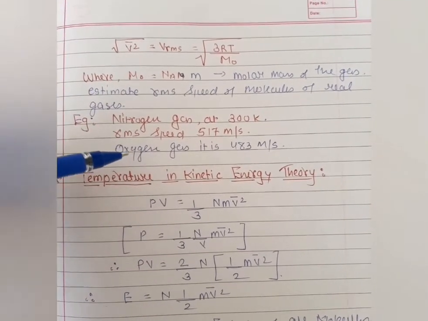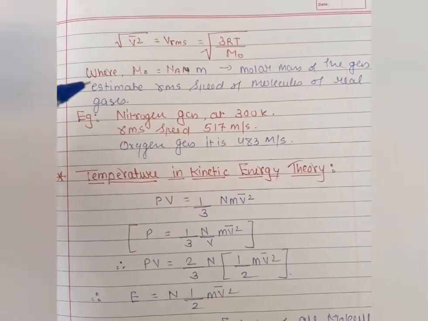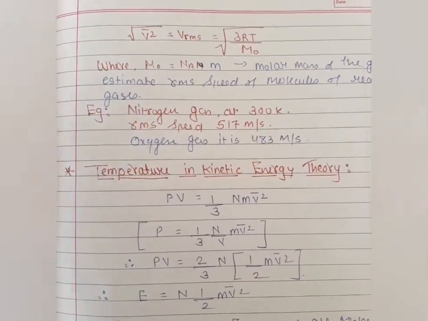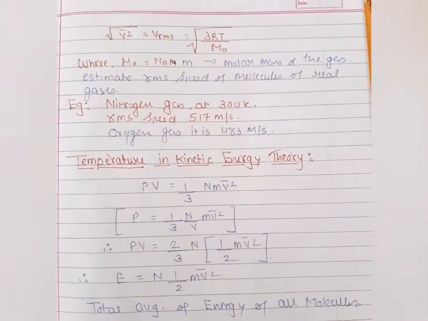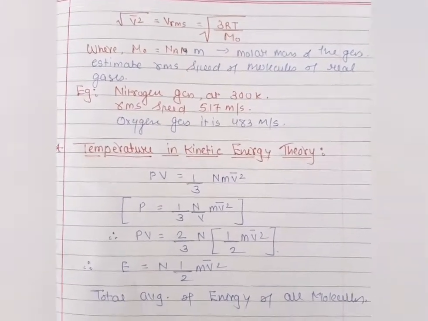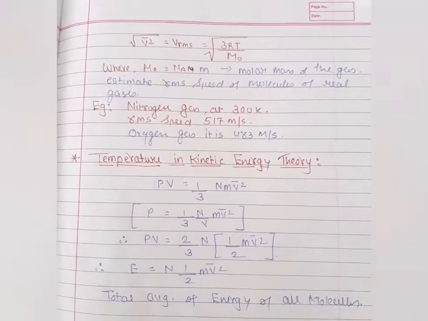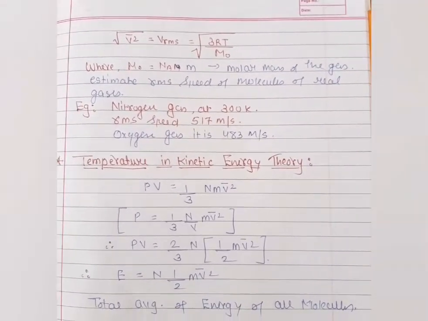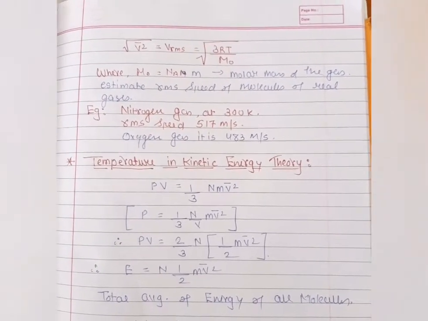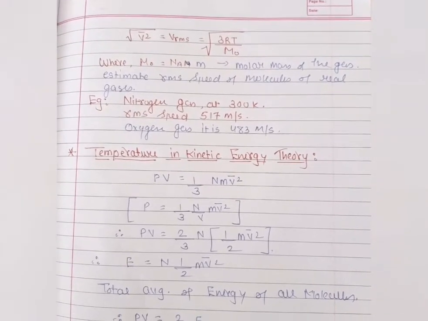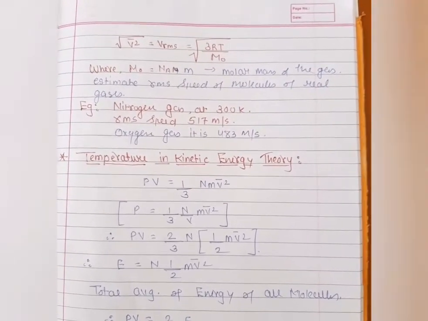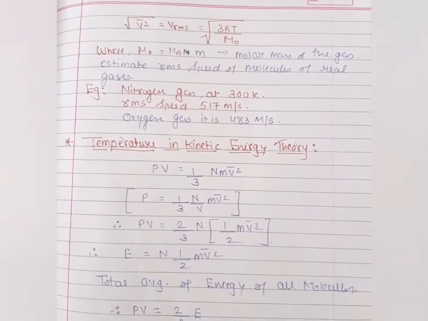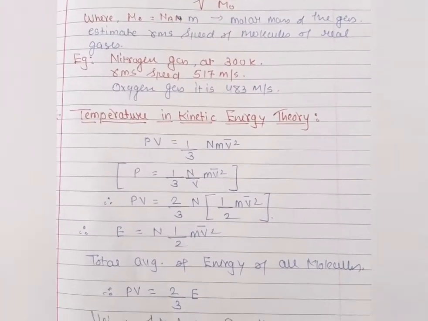With the help of that, students, you can also find the oxygen gas molecule speed, that is 483 meter per second. So the average speed, that is the RMS value, we can also find with the help of this example, because in nature all these gases are present. With the help of that we can find out the speed of the gas molecules in our nature. Let us go for the temperature of it.